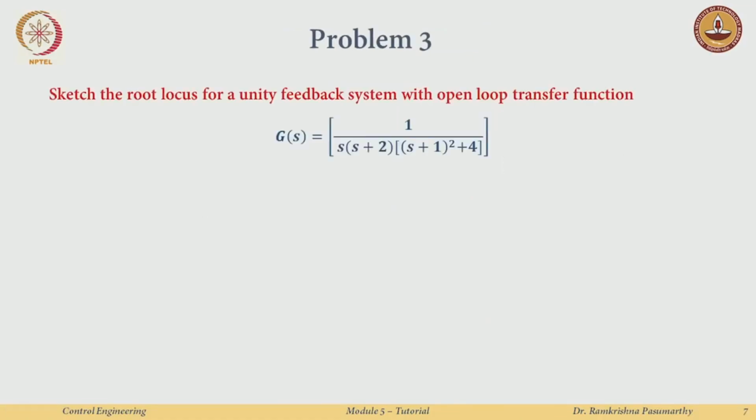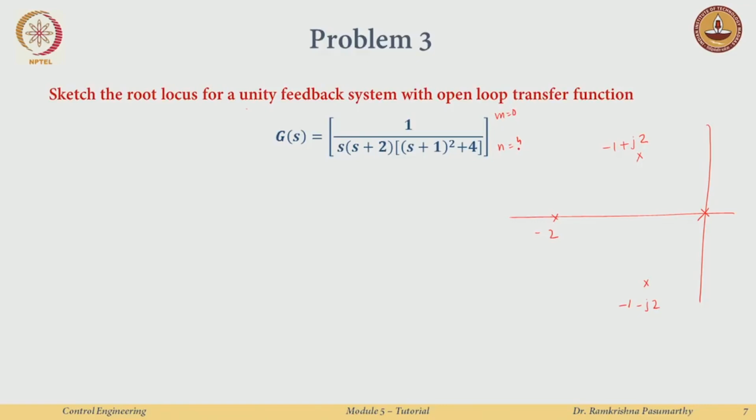Okay. The other example. So, again I have a unity feedback system. Okay, let us see where my poles and zeros are, and I start by drawing this diagram here. So, I have again a pole at origin, a pole at minus 2, and then I have a pole at minus 1 plus j2 and minus 1 minus j2. So, m equal to 0, n equal to 4.